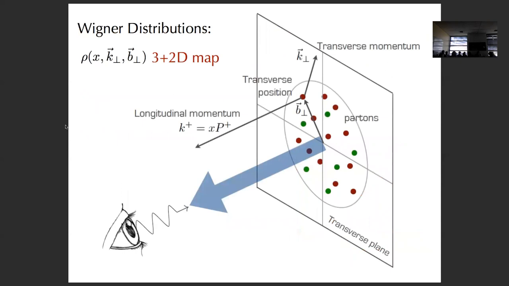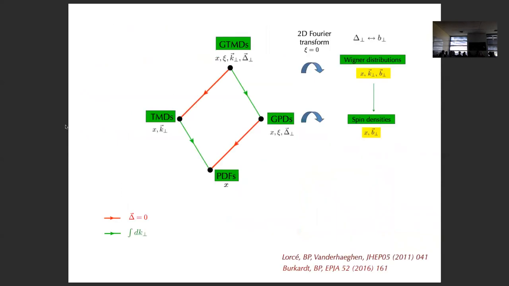Then they depend now on these variables. X is the usual longitudinal momentum fraction, and b perpendicular is the position in the transverse plane of the quark with respect to the center of momentum of the nucleon. And then k perpendicular is the transverse momentum of the quark. As was explained, the GTMDs are the mother functions, because by taking particular projections you can get all the other distributions that we know. In particular, if we take delta equal to zero, you recover the TMD. On the other side, if you integrate over k perpendicular, you have the GPD. And both TMD and GPD have the common limit of the parton distribution function.